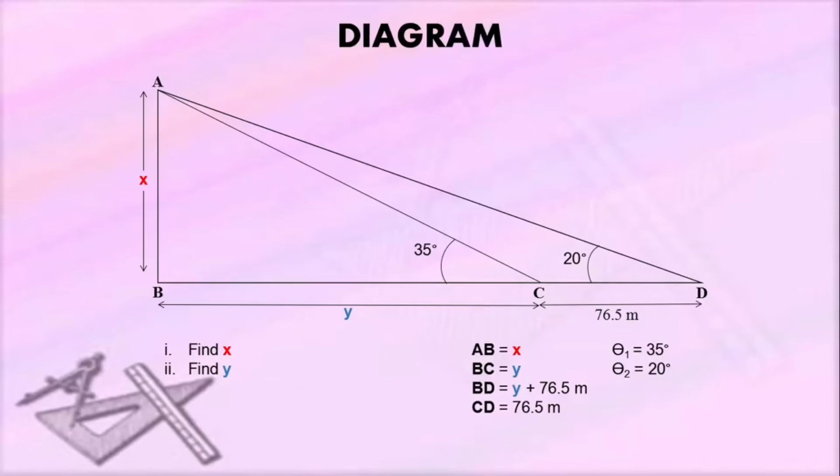We also have been given the distance of the person's movement, and this will be our CD, where CD is equal to 76.5 meters. And next is the distance of BC, which was not given, so we need to represent BC as y. And the same goes for AB, where we are going to represent AB as x. And now for the distance of BD, since we represent BC as y, the distance of BD should be y plus 76.5 meters.